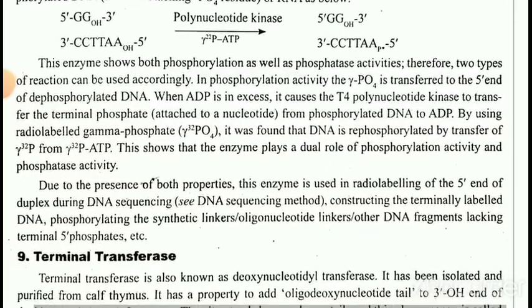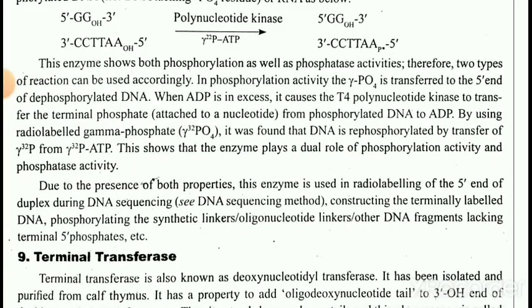By using radiolabeled gamma phosphate, gamma-32 PO4, it was found that DNA is rephosphorylated by transfer of gamma-32P from gamma-32P ATP. This shows that the enzyme plays a dual role of phosphorylation activity and phosphatase activity. Due to the presence of both properties, this enzyme is used in radiolabeling of the 5' end of duplex during DNA sequencing. See DNA sequencing method. It is also used in constructing terminally labeled DNA and phosphorylating synthetic oligonucleotide linkers and other DNA fragments lacking terminal 5' phosphates, etc.